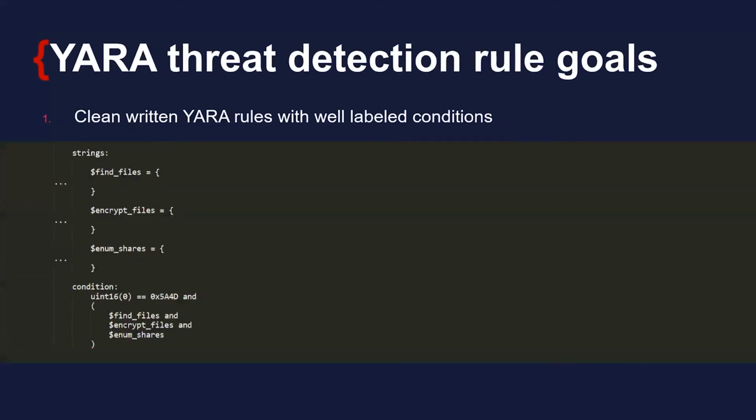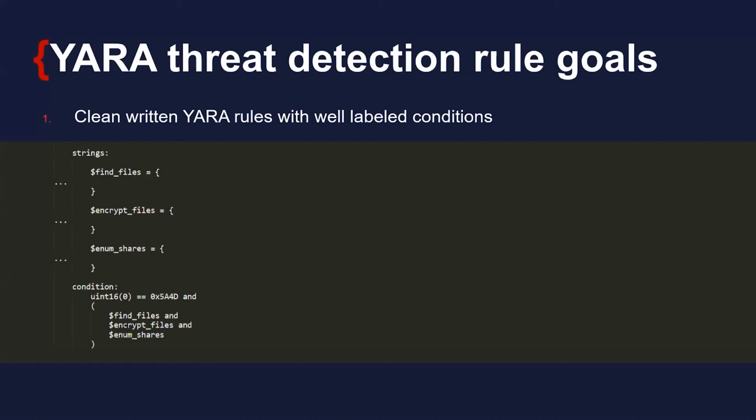So we've decided to create threat detection rules because the general idea behind threat detection rules is we want to be able to tell you that something is malicious. We want to be able to tell you what type of malicious something is, and we want to do that with high accuracy.